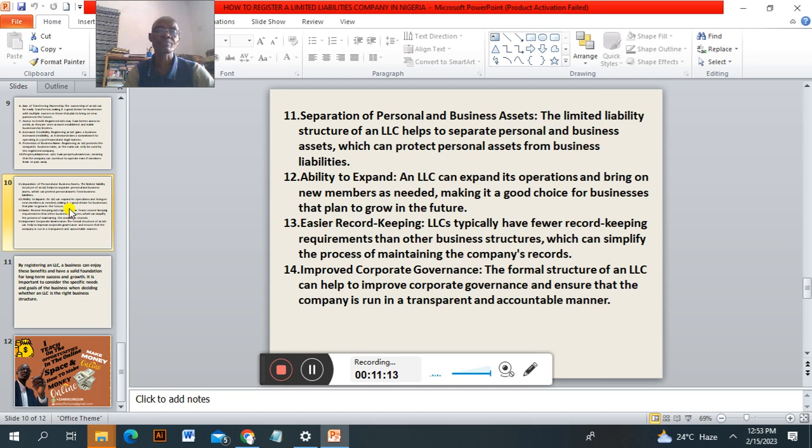And number 13 is easy record keeping. Limited liability companies typically have fewer record keeping requirements than other business structures, which can simplify the process of maintaining the company's records. And number 14, improved corporate governance. The formal structure of a limited liability company helps to improve corporate governance and ensure that the company is run in a transparent and accountable manner.